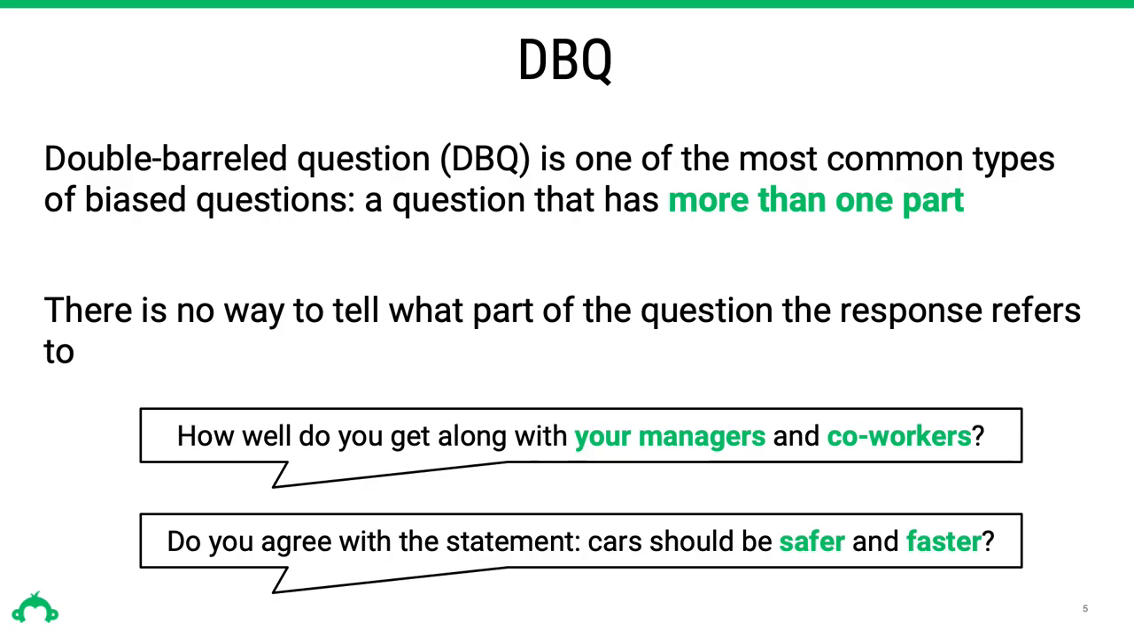The second example I want to talk about is, do you agree with the statement that cars should be safer and faster? What if I only agree with the first part, which is cars should be safer, but not the second part, which is cars should be faster? Should I still answer agree or disagree for this question?